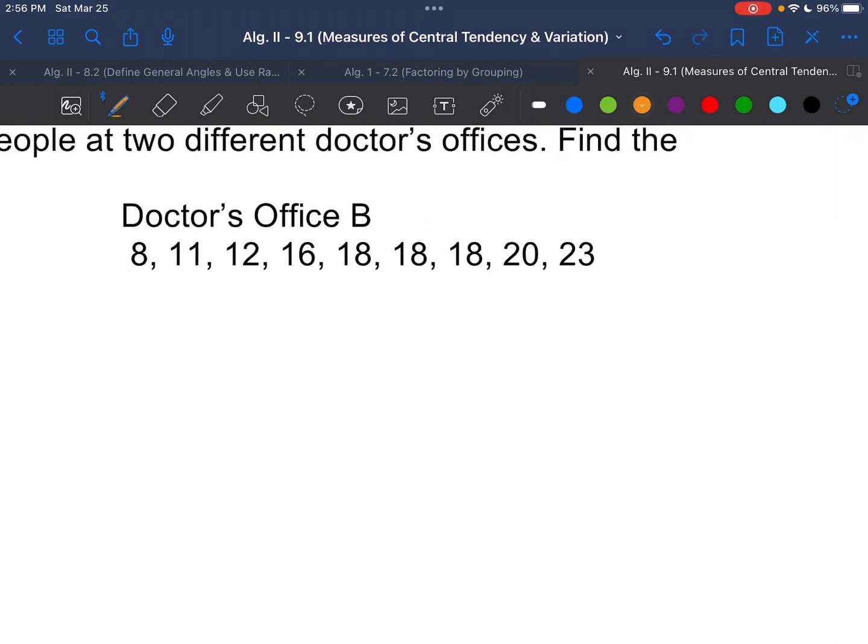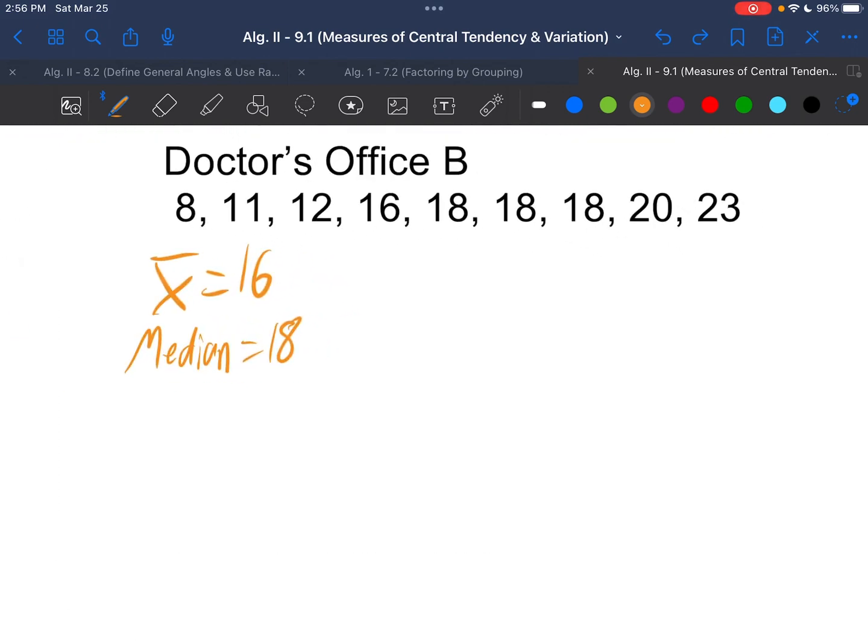Doctor's office B, go and try this one on your own. This is also in increasing order. The mathematical average, or the mean, is 16. The median this time is 18. So that tells you that here this 8 and 11 really brought the average down to 16, even though more people waited more than 16 minutes. The mode, the number that appears most often here, is 18, because it appears 3 different times.